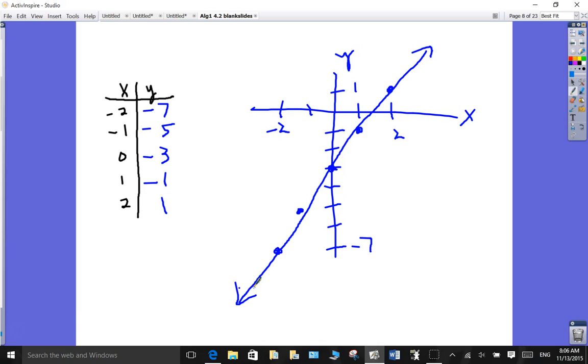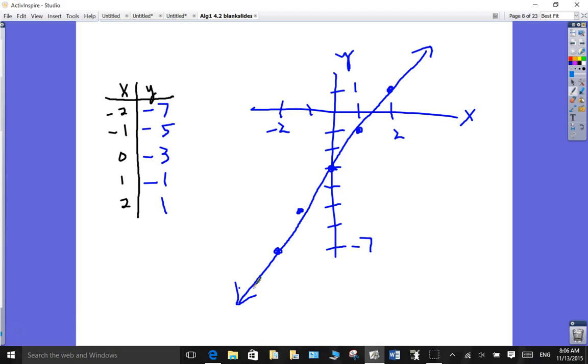And how many points could I have picked? Infinitely many. How many points are on a line? Infinity, right? We'll talk about it next class for sure. But how many points do you need to determine a line?